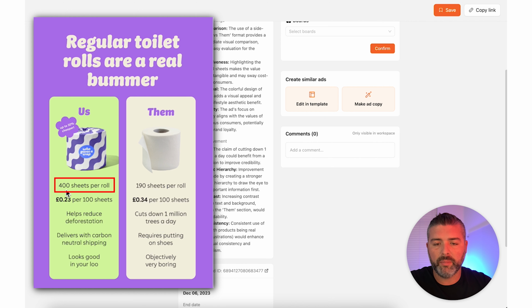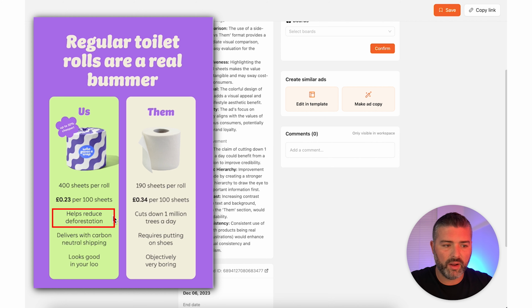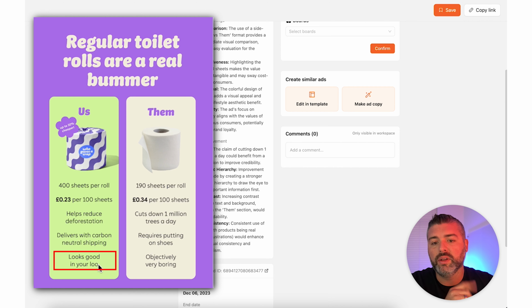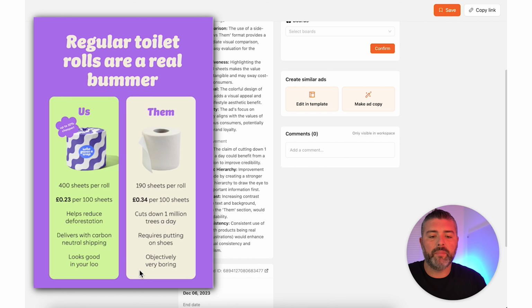From there, we are showing the explanation as to why these are different. 400 sheets per roll compared to 190 sheets per roll, 23 cents per 100 sheets, 34. So where there's a cost benefit, you're getting more for less money. Helps reduce deforestation. So we're touching on an emotional standpoint of nature. Cuts down 1 million trees a day. Delivers with carbon neutral shipping. Requires putting on shoes to leave the house. Looks good in your loo too. Objectively very boring. This approach builds trust and it makes it easy for customers to visualize how your products will improve their lives, even something as silly as toilet paper.